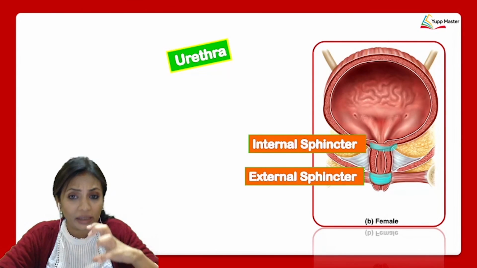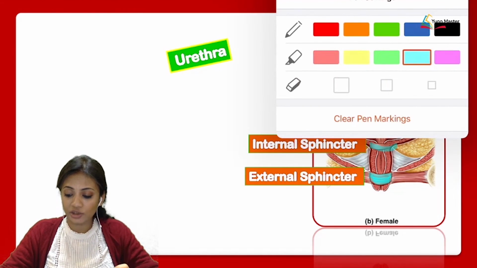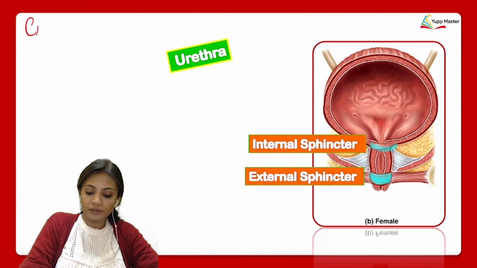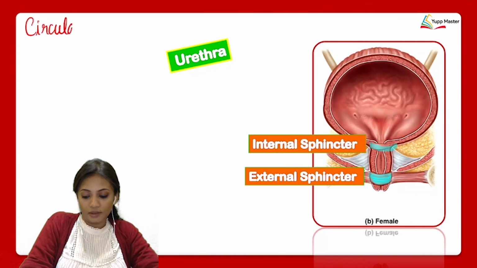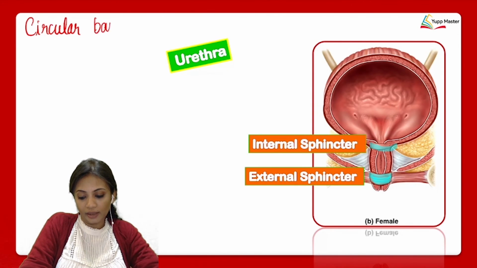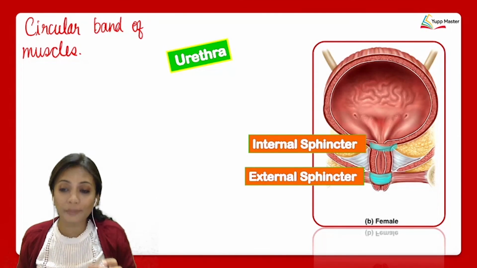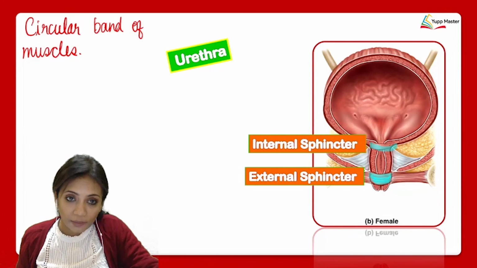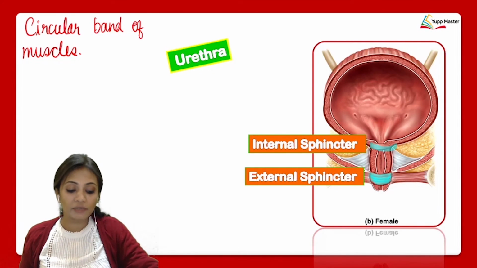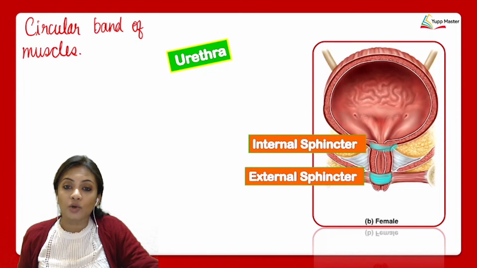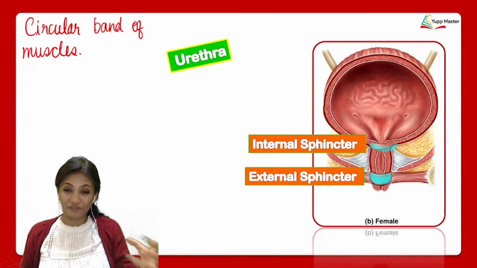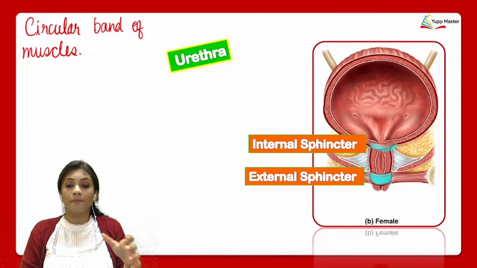Now, what is a sphincter? A sphincter is basically just a circular band of muscles. Now, when we talk about these sphincters, the sphincters are actually going to do different functions. Different sphincters doing different functions.